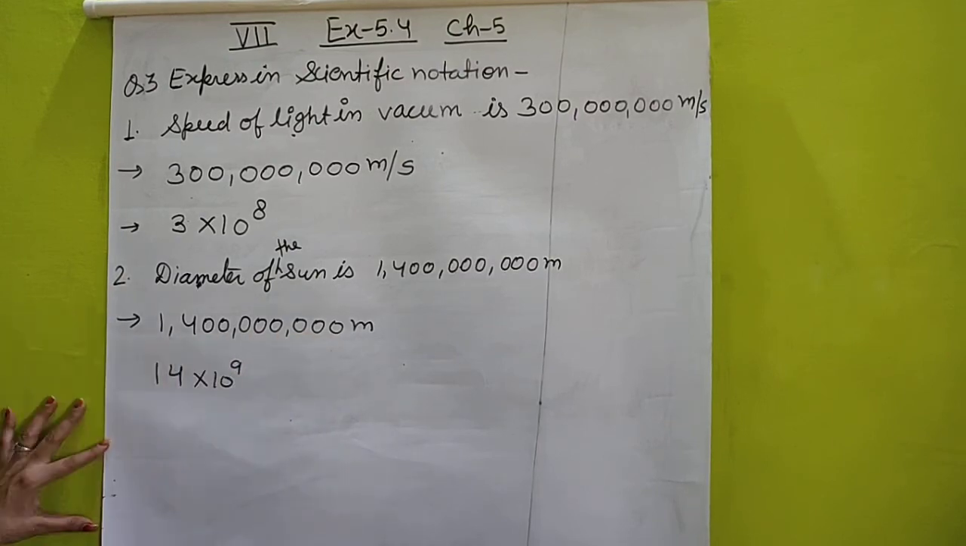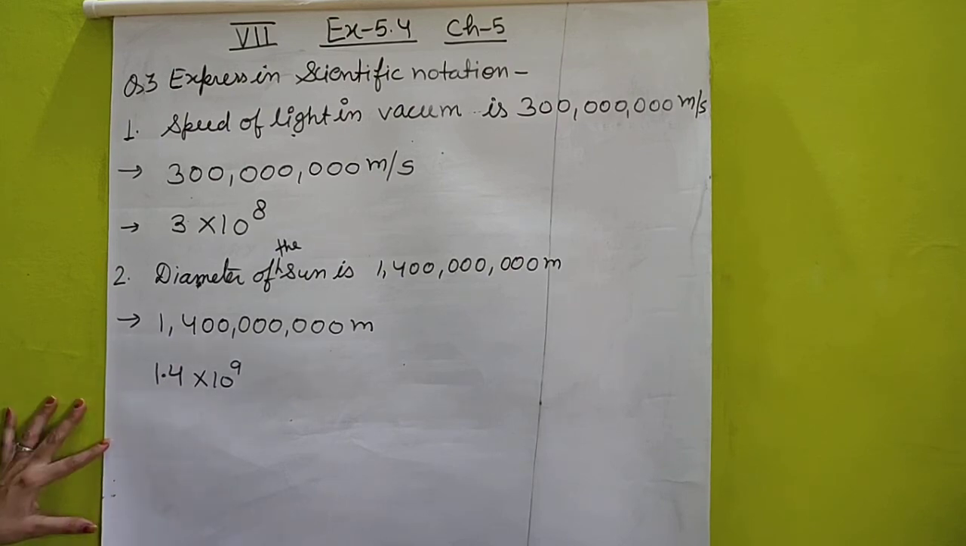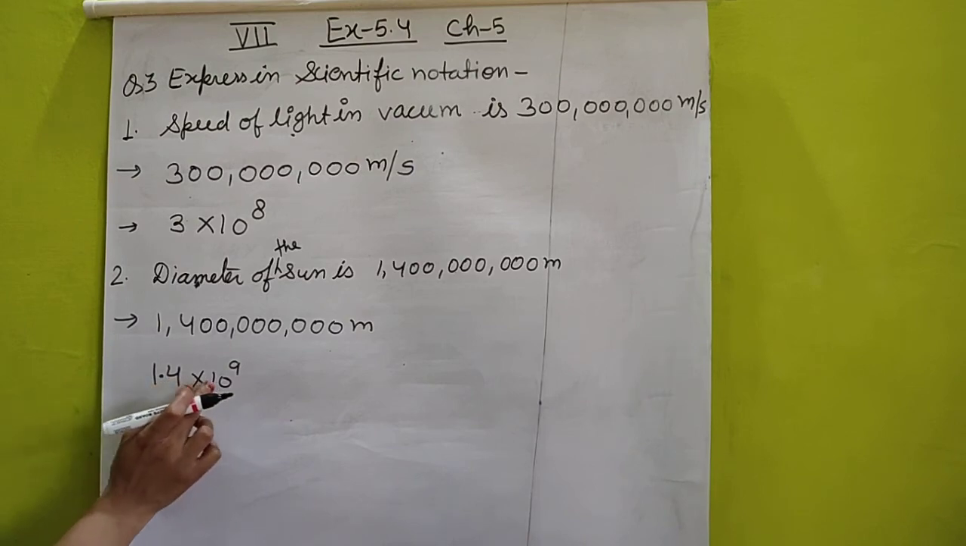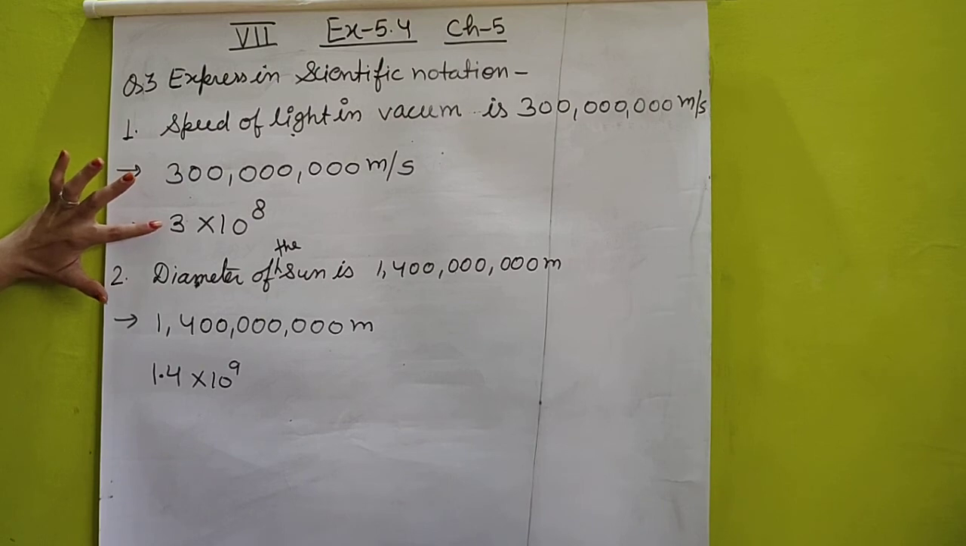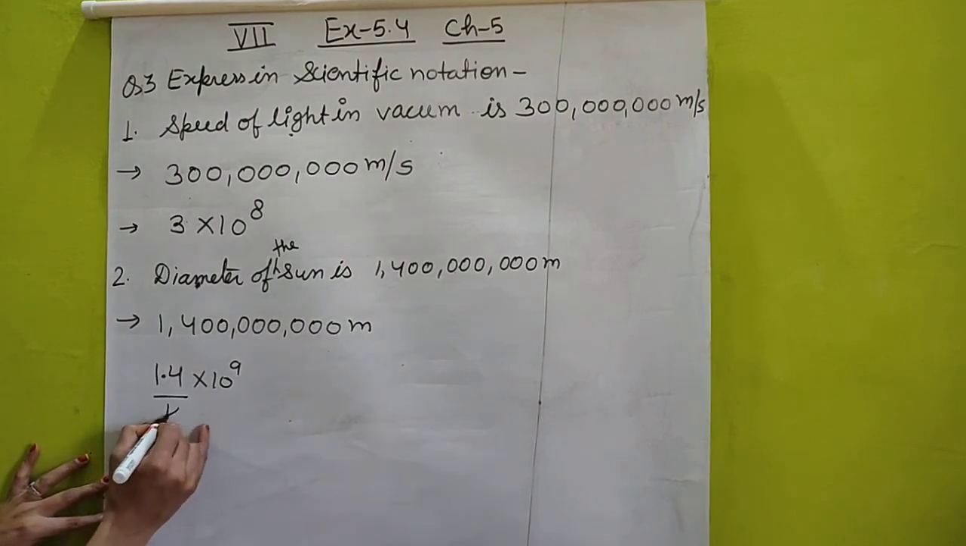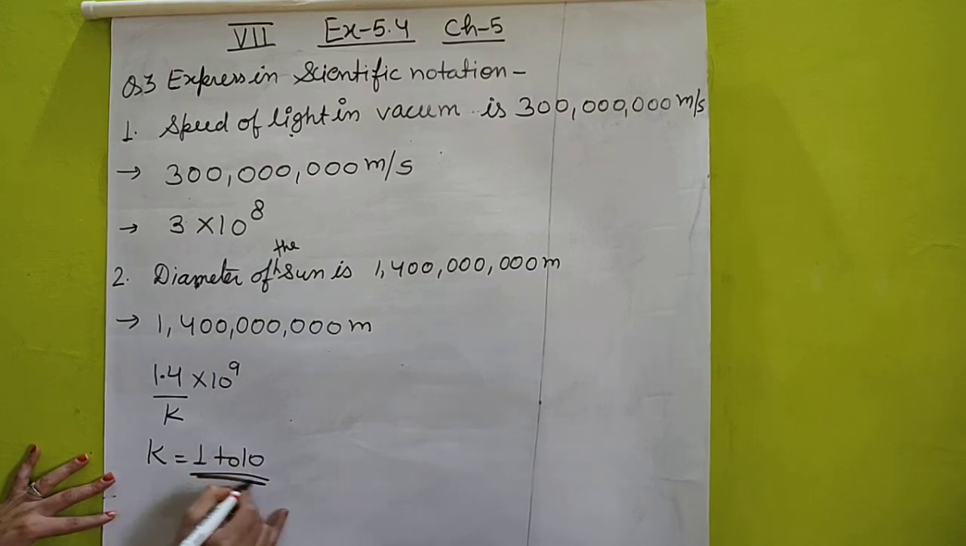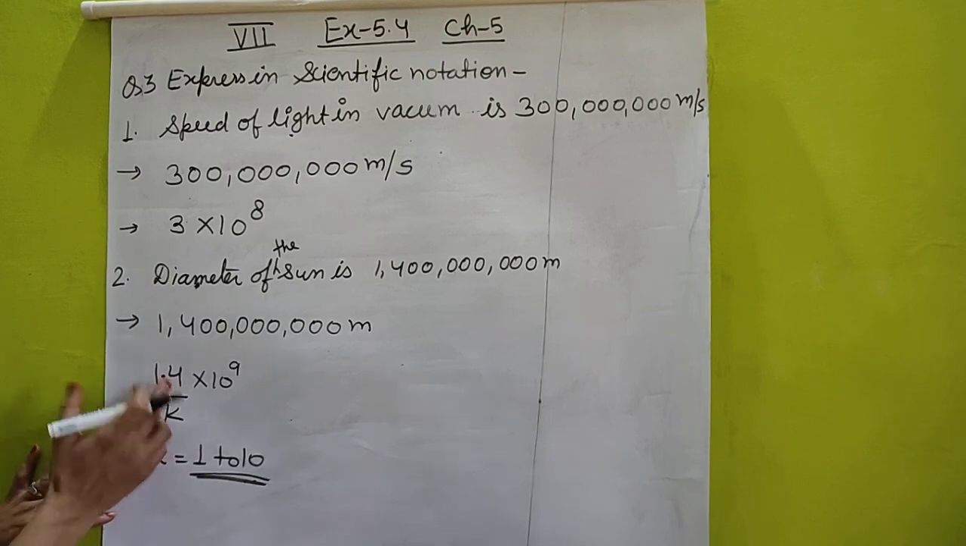So the power will be 9, and this is 14, and we have to convert this to between 1 and 10. So we can put the decimal here. So 1.4 times 10 to the power 9. Here, students, again I am explaining, there was only 3, so we need not put a decimal, but there what is given? 14. And you know this is the value of k, and the value of k should not exceed 10. It should be between 1 and 10, and to come in the range of 1 to 10, we are putting the decimal here.